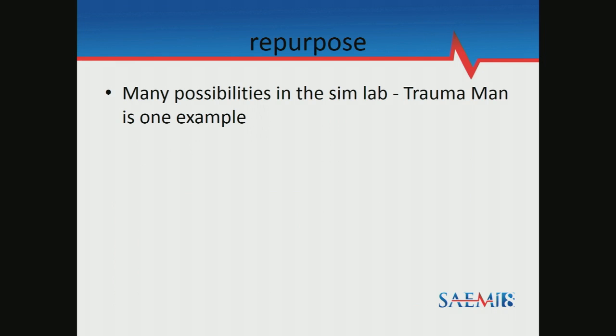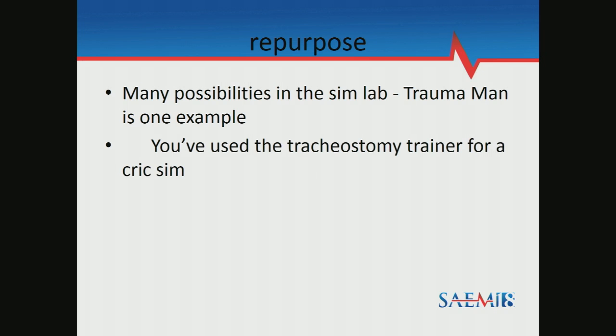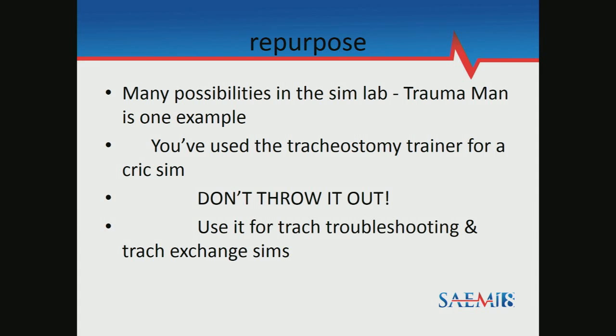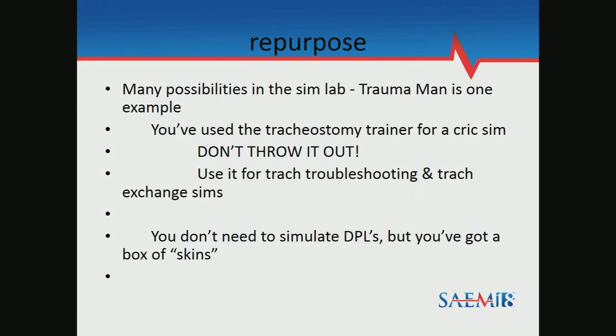So that's the reuse. How about repurposing? There are a lot of possibilities for repurposing equipment in the sim lab. I don't know how many of you are familiar with Trauma Man, but you get a lot of different equipment from it. So you've used a tracheostomy trainer from a Trauma Man to do a cricothyroidotomy simulation. You can't really do a bunch of cric sims on those, but don't throw it away. You can turn it into a tracheostomy troubleshooting simulator and then do some tracheostomy difficult cases and reuse it for that. What I'm going to show here is something I've used for the DPL skin.